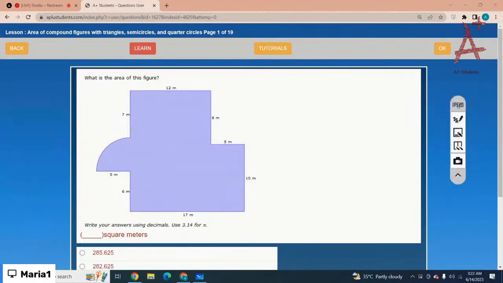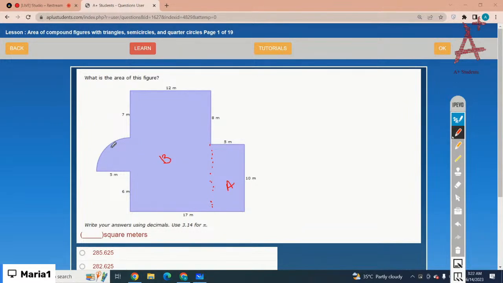Let me just explain how we divide. Okay, so we are going to divide it into two. That would be A, that would be B, and that is a quarter circle. Got it? You have to calculate the areas of all three shapes and then you have to add them. Got it? A and B are rectangles. That is very easy to calculate the area of A and B.